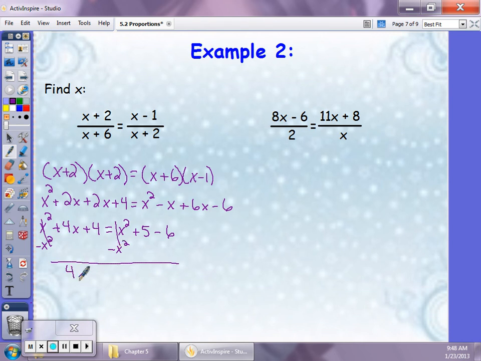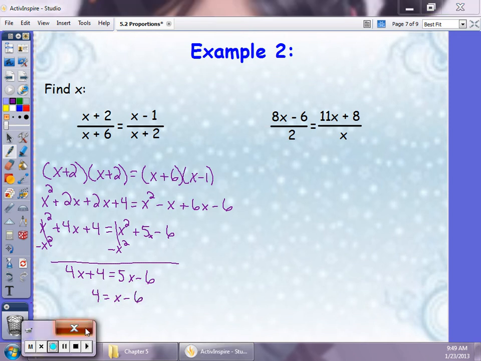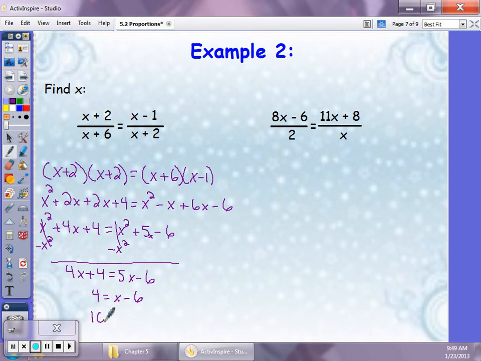we're going to be left with 4x plus 4 equals 5x minus 6. If we subtract 4x from both sides, we're going to have 4 equals x minus 6. And then lastly, if we add 6 to both sides, we're going to get an answer of 10 equals x.